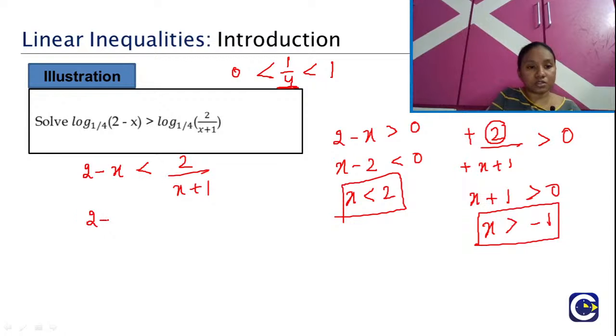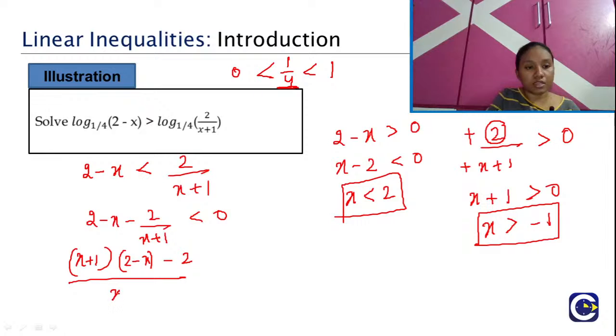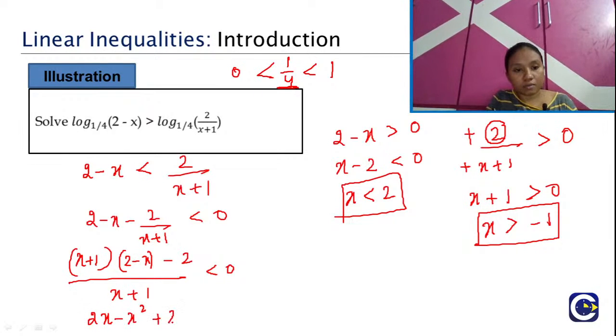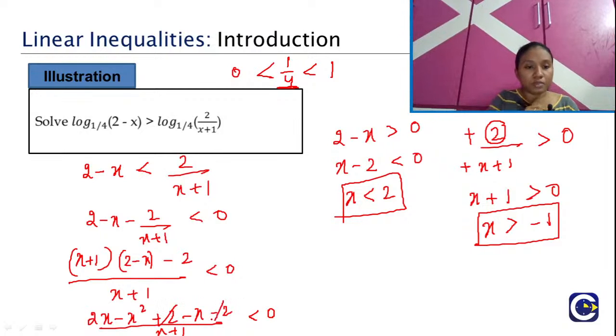So let's simplify this. So 2 minus x minus 2 by x plus 1 less than 0. If I take the LCM here, it will be x plus 1, 2 minus x minus 2 by x plus 1 less than 0. Right. So we can simplify this further. So it will be 2x minus x square plus 2 minus x minus 2 by x plus 1 less than 0. So plus 2 and minus 2 will get cancelled, and then 2x minus x will be x.